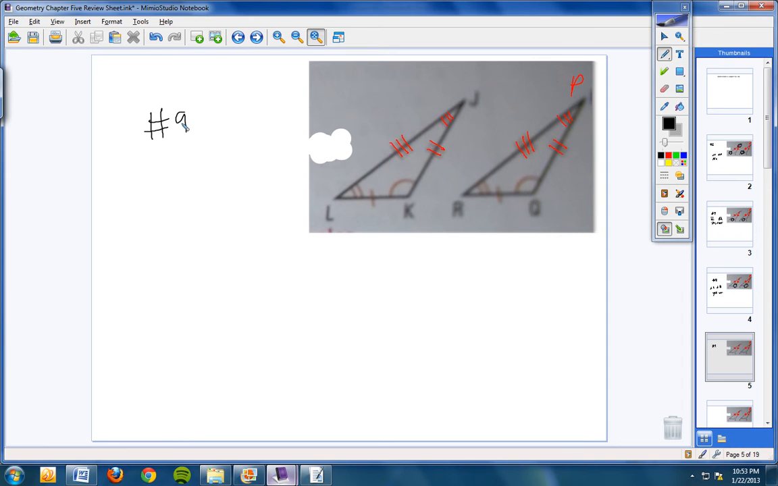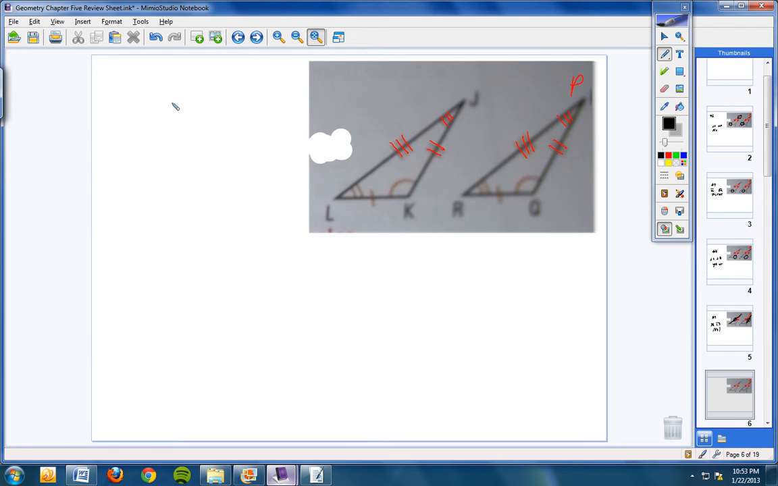Number 9, we're comparing PQ and LJ. So PQ is this side right here. It has 2 marks. LJ is this side. It has 3 marks. So no, these two sides are not corresponding parts. All right, let's take a look at number 10.